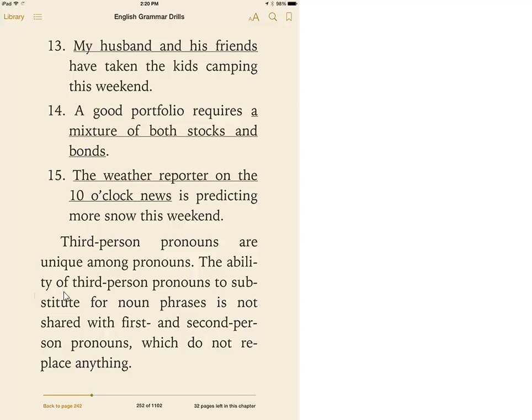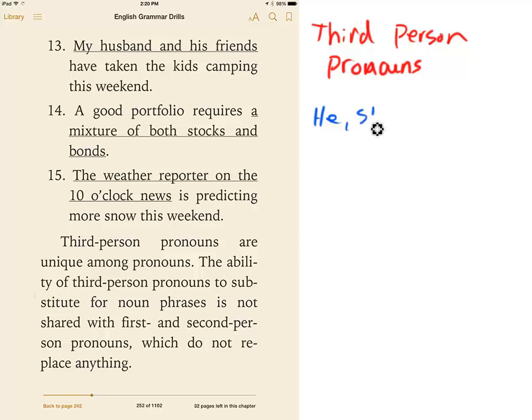All right, so we are going to expand our definition of pronouns. Last time we were looking at the third person pronouns, and we looked at the pronouns he, she, it, and they. Then we also looked at the objects, right? Him, her, and them. And so we looked at the objects also.